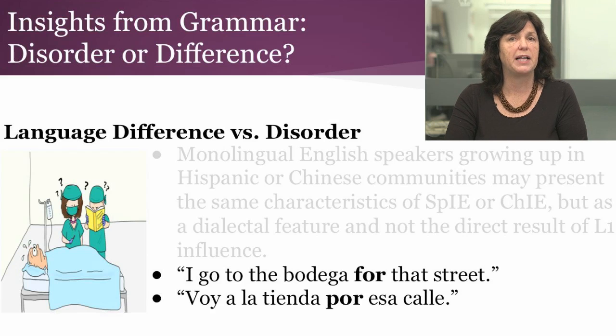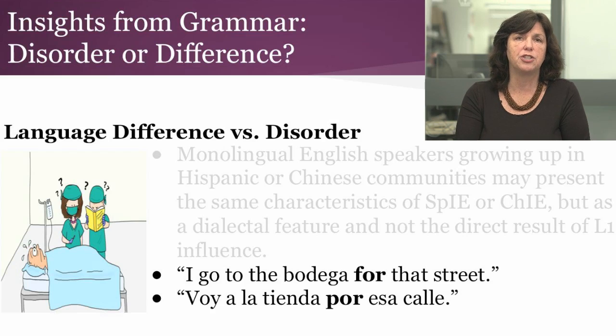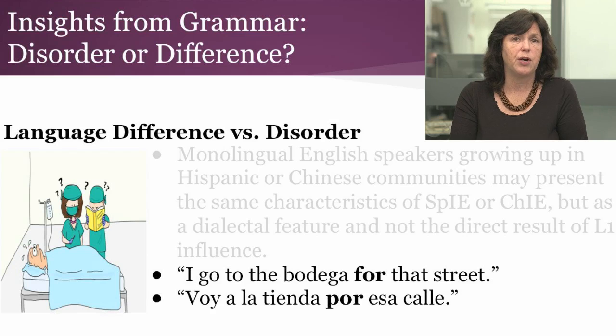This comes from the Spanish, voy a la tienda por esa calle. But these children may not speak any Spanish at all. They're using the features of Spanish-influenced English because that's a feature of the speech community's English that they've grown up in, even though they don't speak Spanish. This is why it's so important that we know the speech community and cultural and linguistic community that a student comes from. Otherwise, that student might be diagnosed with a language disorder when really they're using language in accordance with what they have been exposed to.